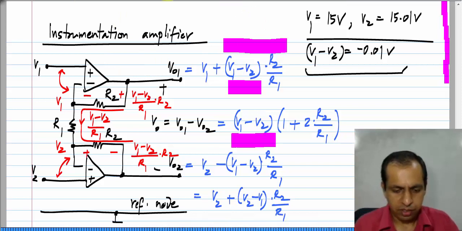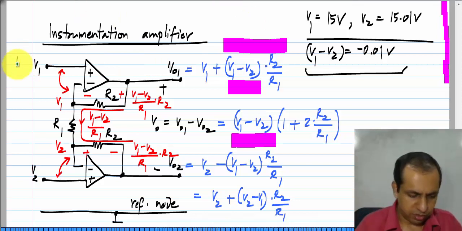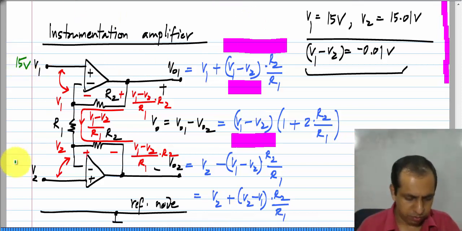So, what happens if I apply those two voltages to this circuit? So, let us say I have 15 volts and 15.01 volts.